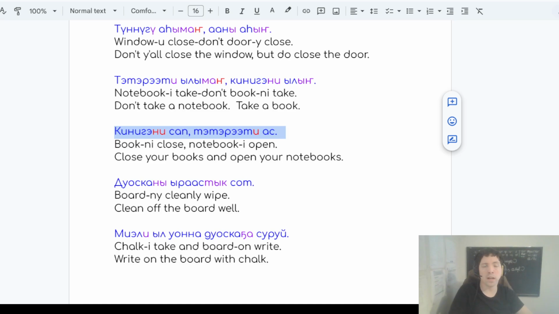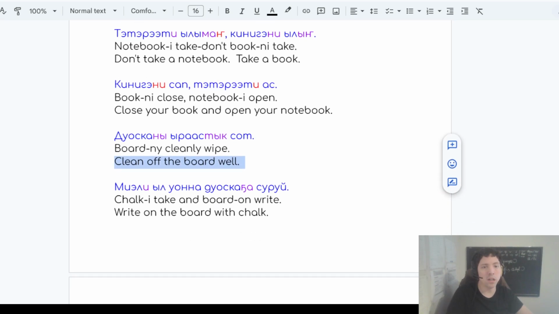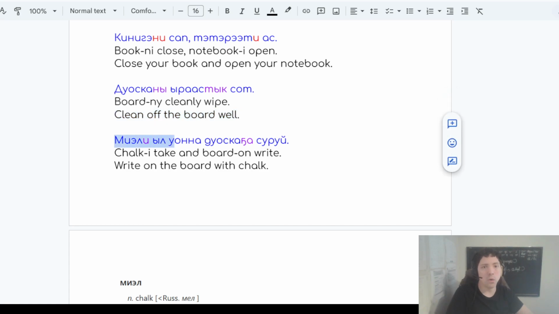So remember, for a singular command, we don't have to say don't do something, we can just use the infinitive of the verb. So close your book or books, we'll just say book here, and open your notebook. So she's talking to one person likely. Duaskane rastuk sot. Clean off the board well, or clean it cleanly, wipe it cleanly. Bieli ul wanna duaskaga surui. Write on the board with chalk.